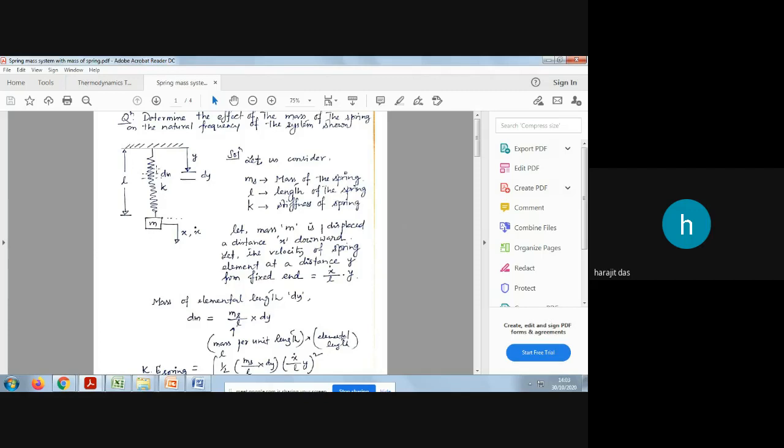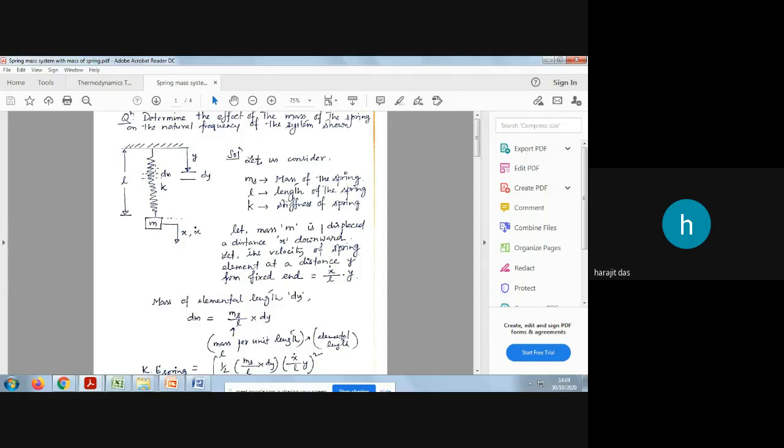Earlier, in our analysis of an undamped free vibration of a single degree of freedom system, we did not consider the mass of the spring. But this time we are going to consider the mass of the spring as well, and we will see what the equation of motion and the natural frequency will be for this system.